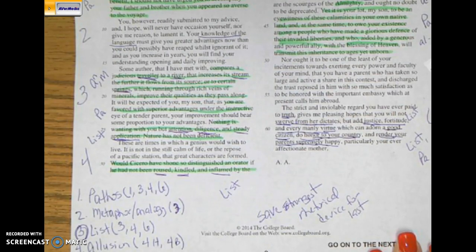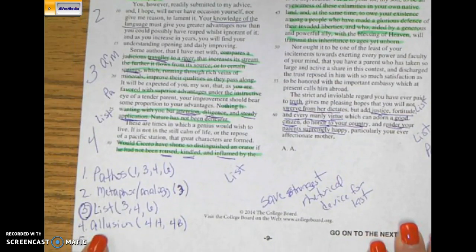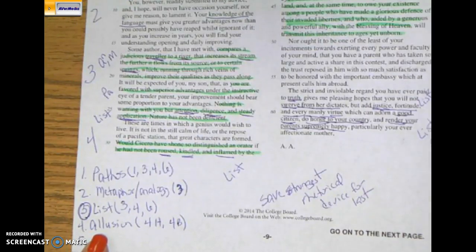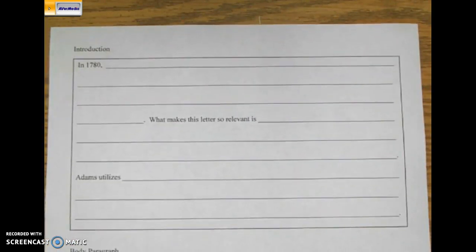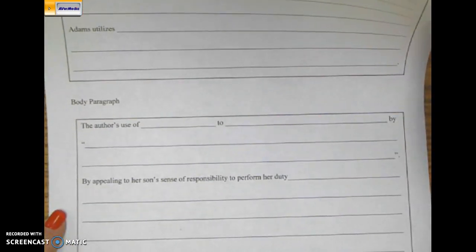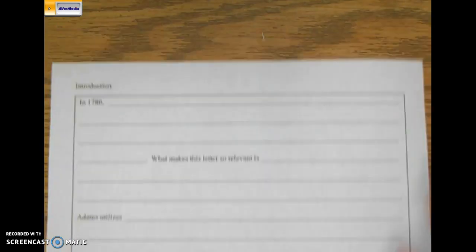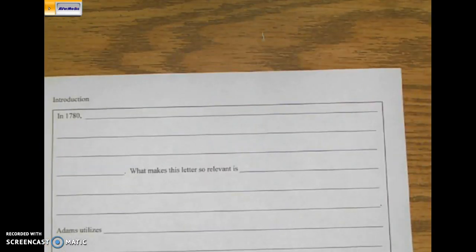I'm going to start with my first paragraph as allusion. But what you're going to find in Schoology is this frame. I've made you a frame for the introduction, and on the bottom of the same page is the body paragraph frame. Obviously, we'll start with our introduction. We have to give a summary.